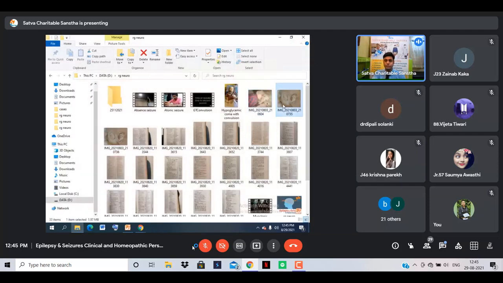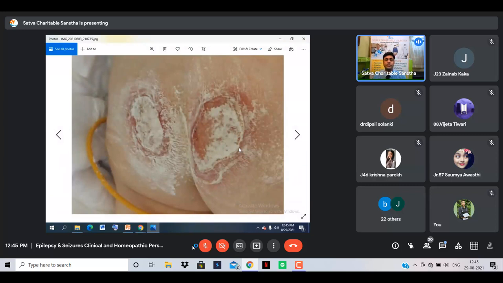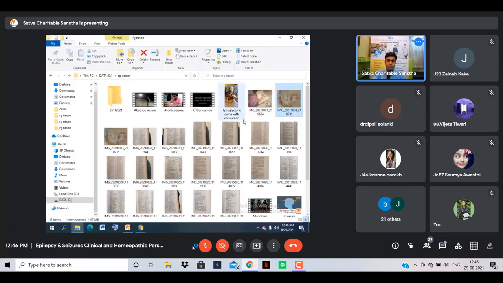This was her bed sores. You can see her bed sores because of not changing the positions very frequently. This is a gluteal area where there is a bed sore or wound. Okay, now I will show you the video.